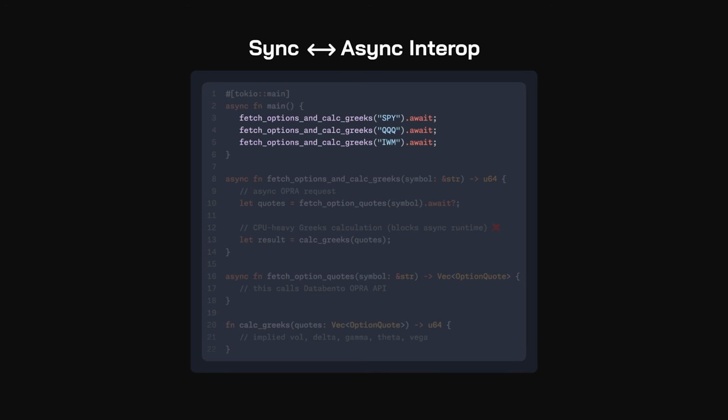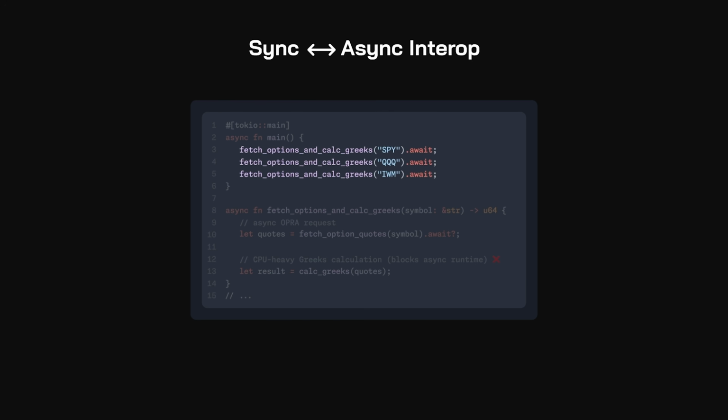Then we make a call to fetch options and calc Greeks for 3 different tickers. This makes calls to fetch option quotes to get the data, and then a call to calc Greeks, which does a heavy CPU computation to calculate the implied volatility. But notice we're calling await on the futures, which runs them sequentially. We don't want to do that.